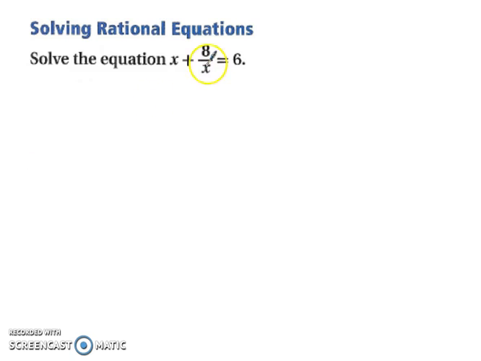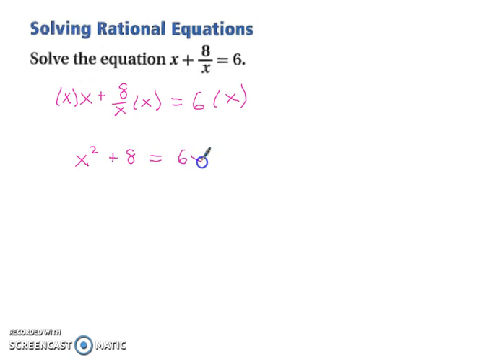We have x plus 8 divided by x equals 6. We want to get rid of this x in the denominator. So to do so, we're going to multiply everything by x, because you can't just multiply one thing by x. It wouldn't work out. So everything is going to get multiplied by x. So your x is going to get multiplied by x, and your 6 is going to get multiplied by x. And when you simplify, you end up with x squared plus 8 equals 6x.